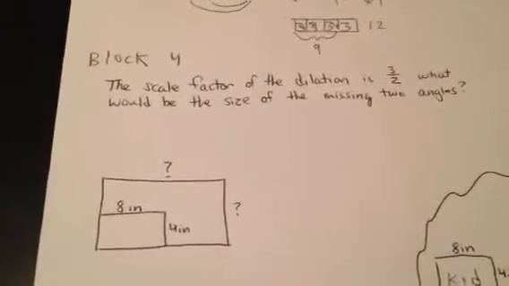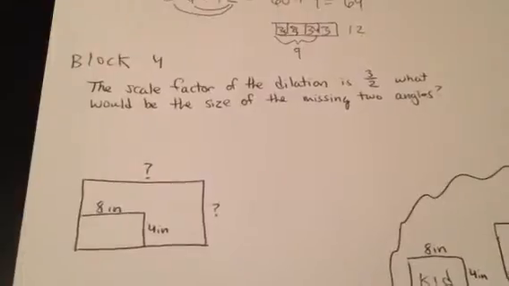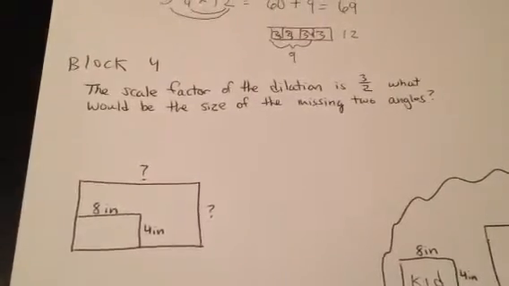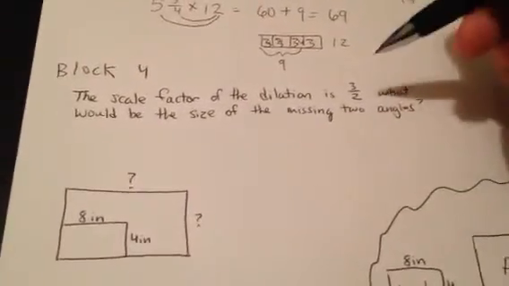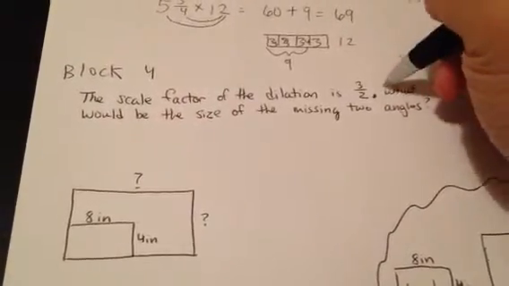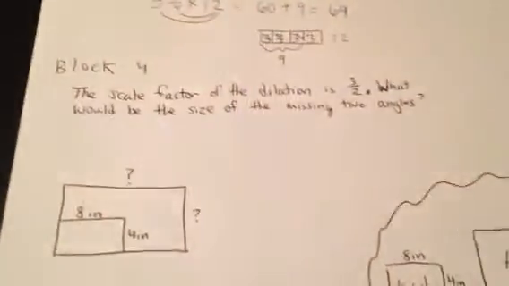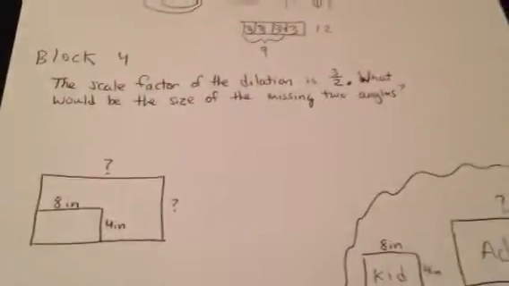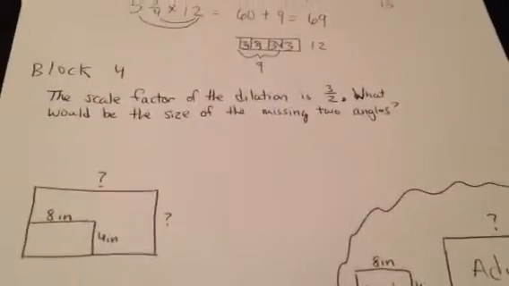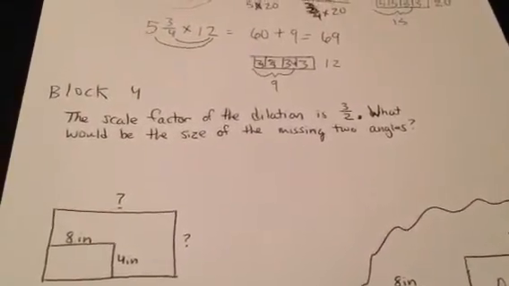Okay. It says the scale factor of the dilation is 3/2. What would the size... I need to fix my grammar. Period. Capital W. Lowercase. Okay. The scale factor of the dilation is 3/2. What would be the size of the missing two angles?